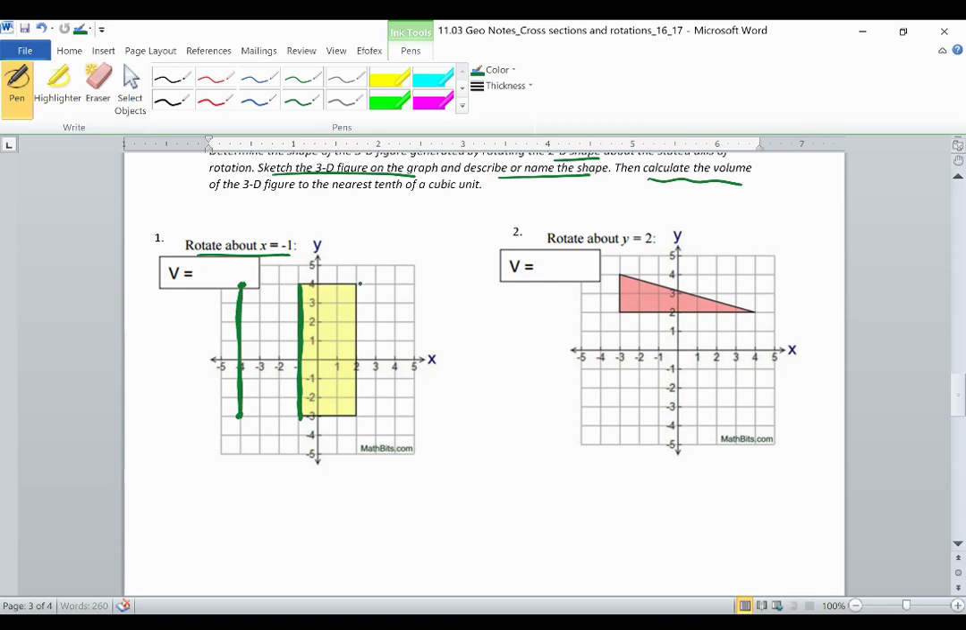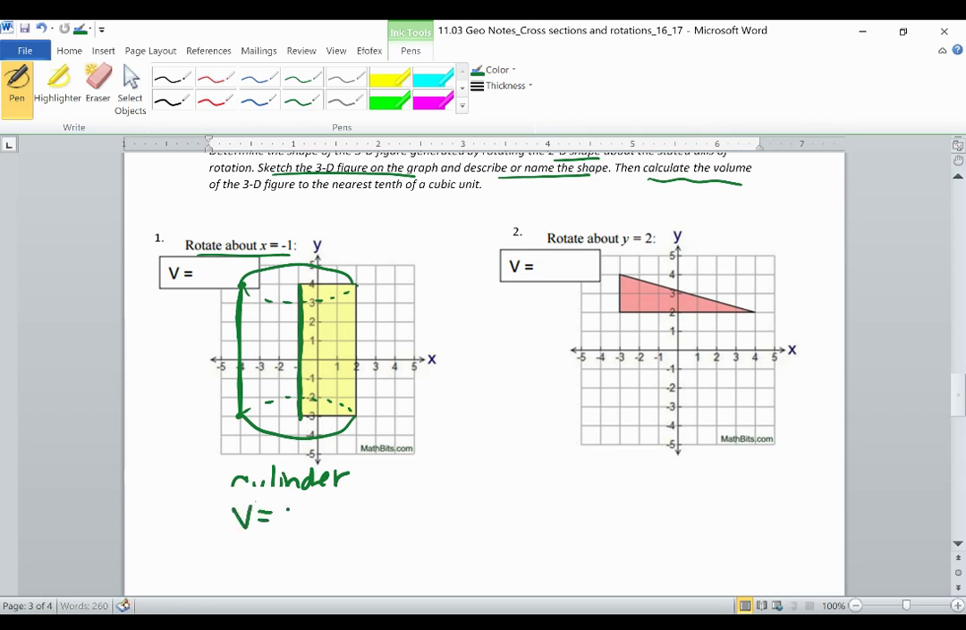So if we spin it, this side's going to go around to here, this side's going to go around to here, and we're going to have created a cylinder. So that's our sketch here of our cylinder. We've named it a cylinder, and we want to find the volume.